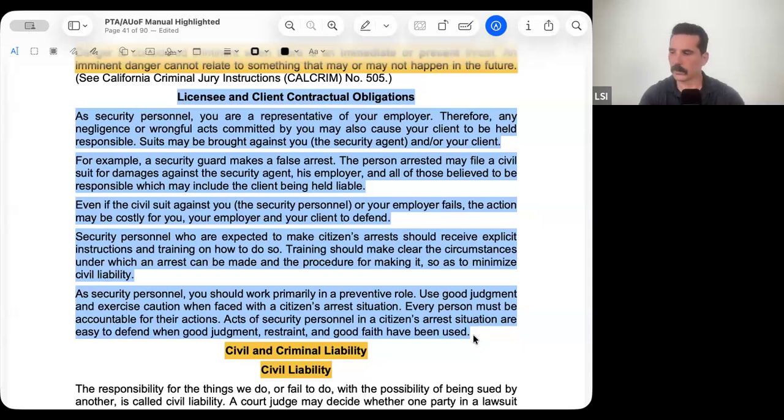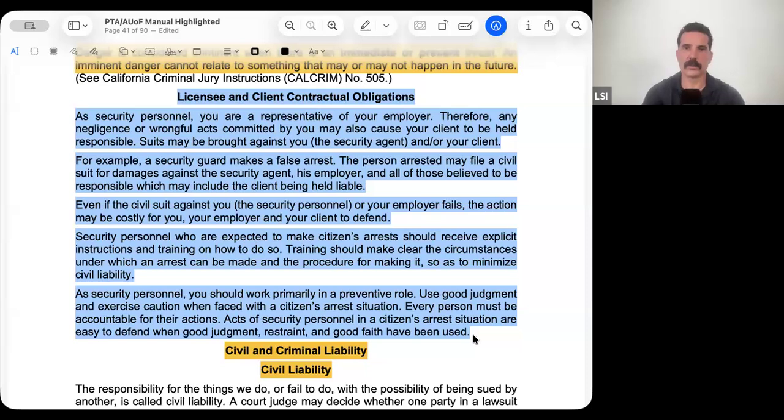Training should make clear the circumstances under which an arrest can be made and the procedure for making it, so as to minimize civil liability. As security personnel, you should work primarily in a preventive role. Use good judgment and exercise caution when faced with a citizen's arrest situation. Every person must be accountable for their actions. Acts of security personnel in a citizen's arrest situation are easy to defend when good judgment, restraint, and good faith have been used.